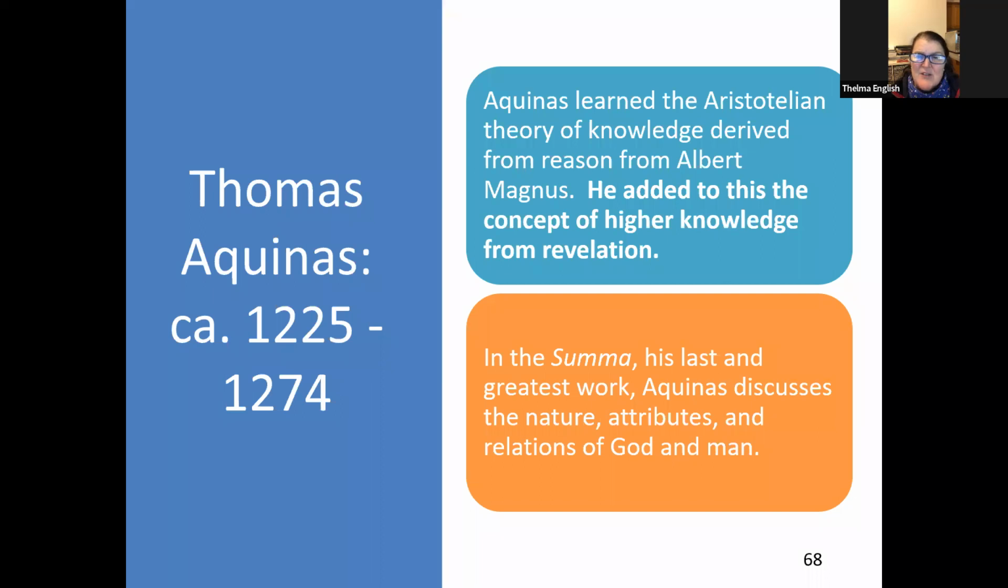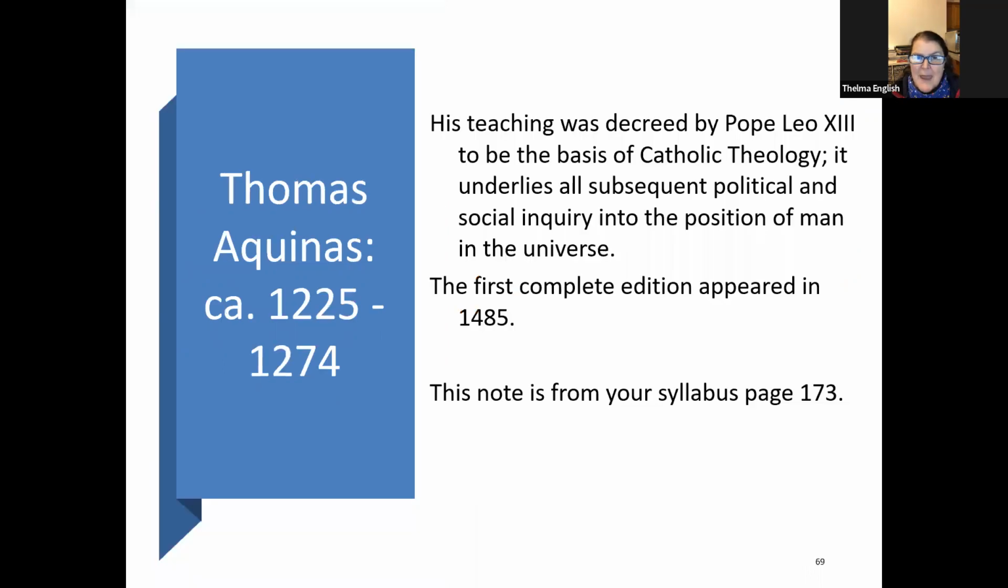So you have to add to this Aristotelian theory God's revelation, which means the Bible. You've got to add that to it. In the Summa, his last and greatest work, Aquinas discusses the nature, attributes, and relations of God and man. His teaching was decreed by Pope Leo XIII to be the basis of Catholic theology.